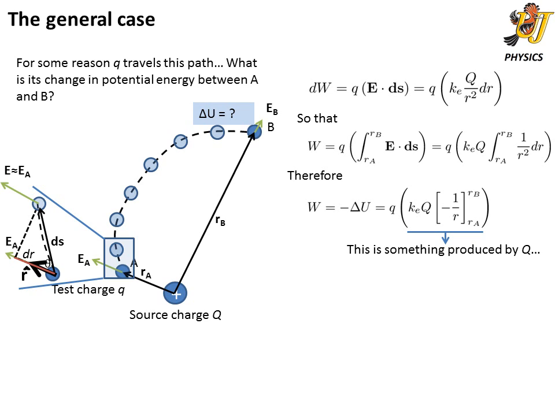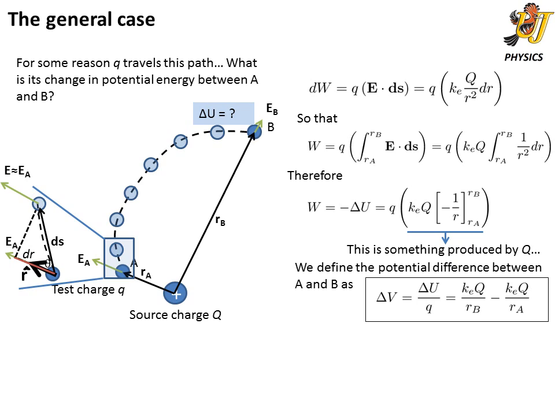This change in potential energy can be written in terms of the test charge and then a number of quantities that purely depend on the source and points in space around the source. From this, we can define the potential difference between two points, point A and point B, as the expression shown, by just dividing the change in potential energy by the test charge itself.